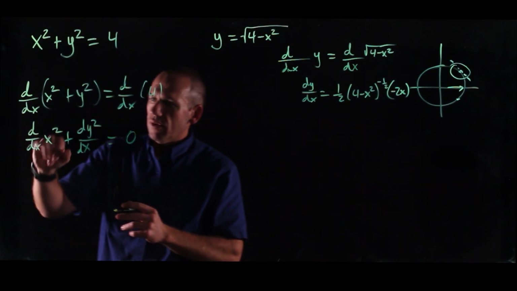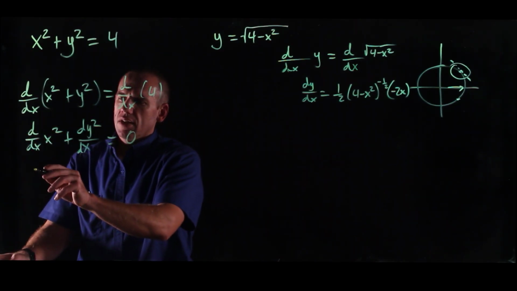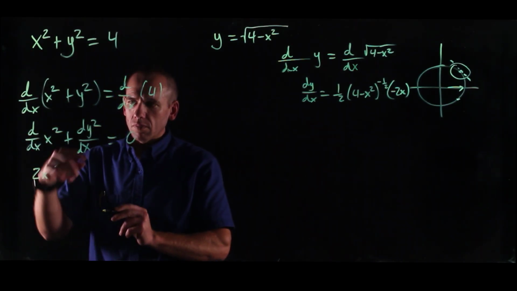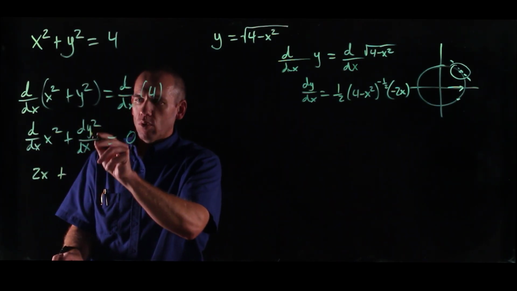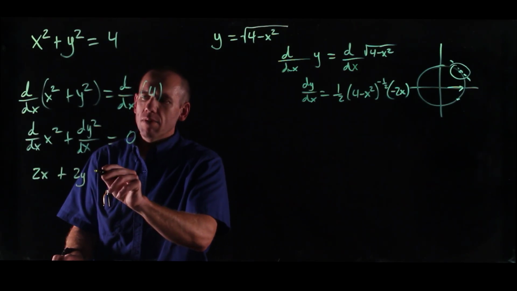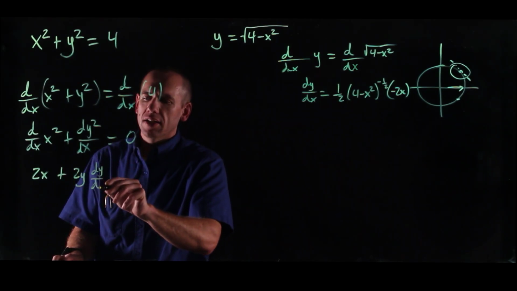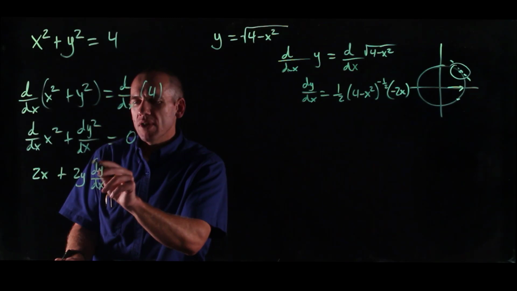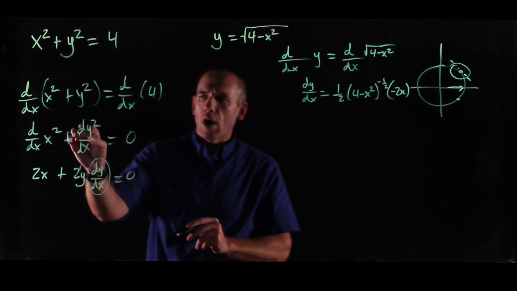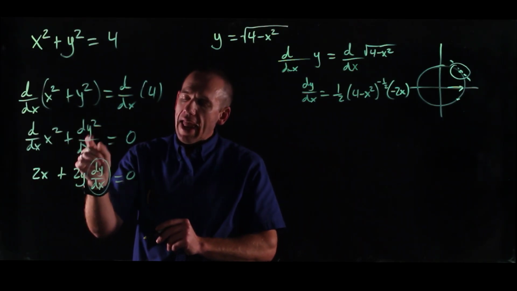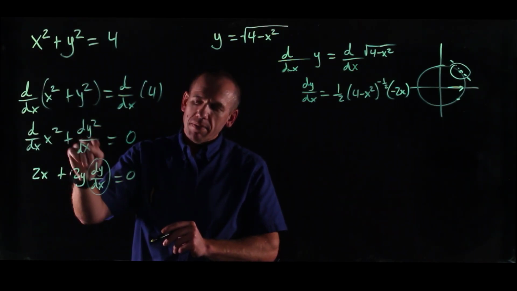This we can do. The derivative of x squared with respect to x, this is 2x. Power rule, right? This we're also going to do, power rule. So this is 2y. But then we have dy/dx. And the reason we have this dy/dx is because we are still considering y to be a function of x, and we are differentiating with respect to x.